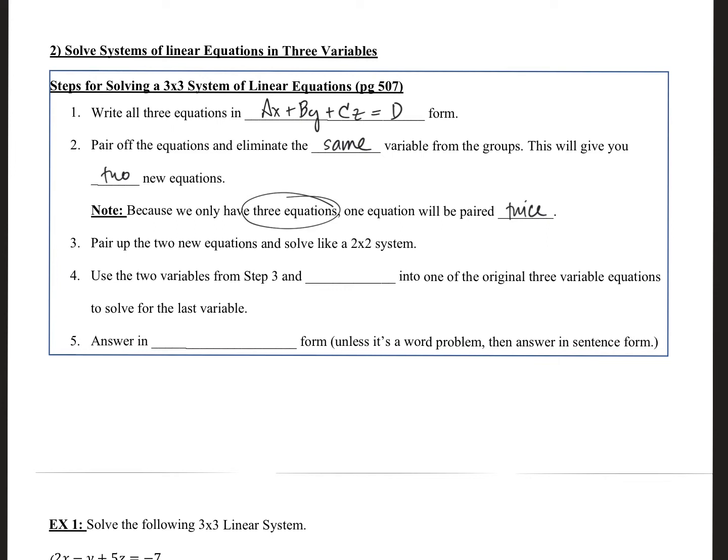Step 3. Pair up the two new equations and solve like a 2x2 system. And step 4. Use the two variables from step 3 and substitute into one of the original 3 variable equations and solve for the last variable. Answer in x, y, z form. Very similar to the coordinate set, but this time we have a z included. So we have the new member of our team, Z. Welcome him. These might be a lot of steps, but let's put them into action.